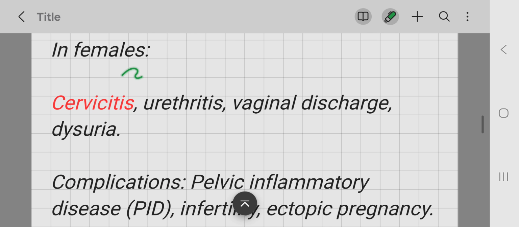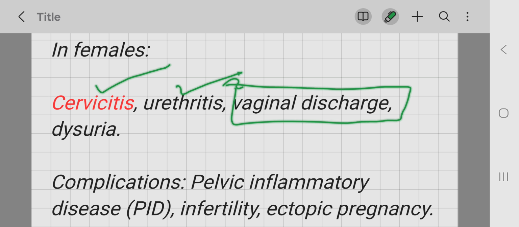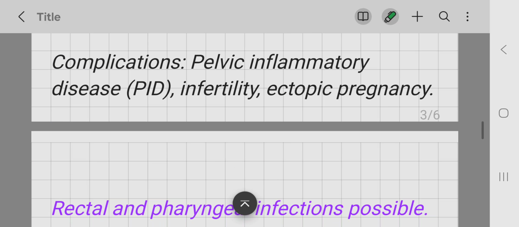In females, it causes cervicitis, urethritis, vaginal discharge, and dysuria. In addition to these, there is cervicitis. Complications. In females, it can lead to pelvic inflammatory disease.